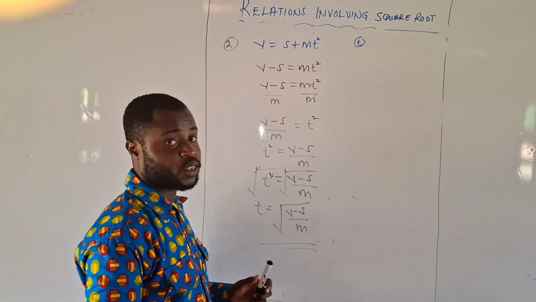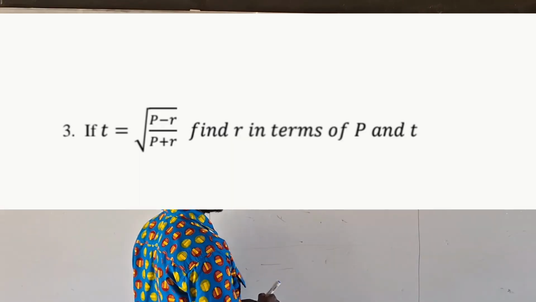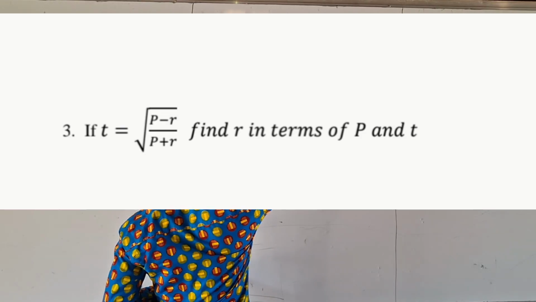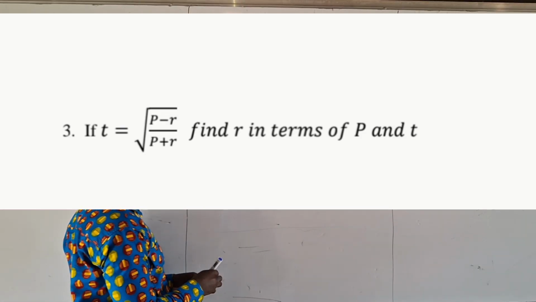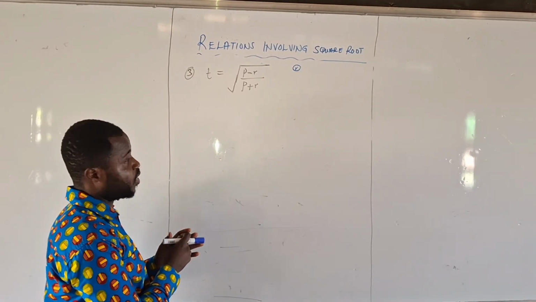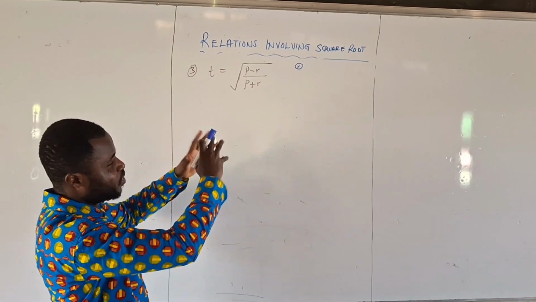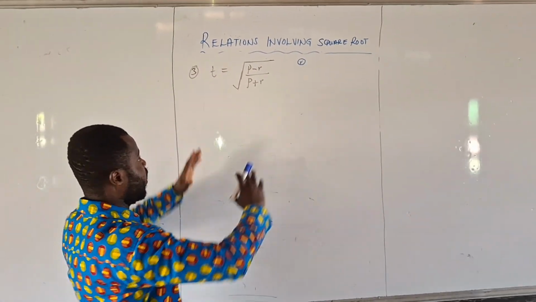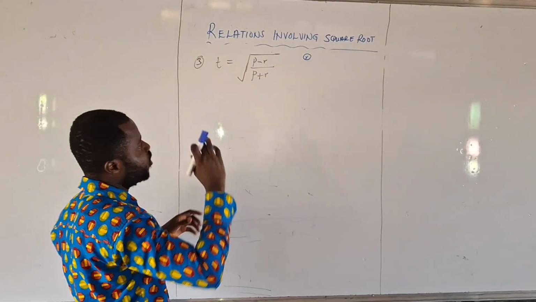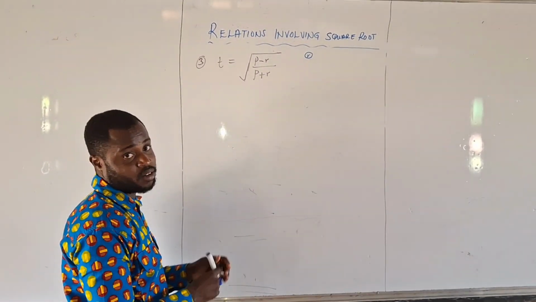Interesting. Let's take another question. Now in this question 3, we have to make R the subject. We are making R the subject. Now we can clearly see that T is equal to the square root of P minus R over P plus R. The one we are making the subject is in the square root. It's like it's in a case or it's in something. So we have to break out the square root before we can get access to the R.